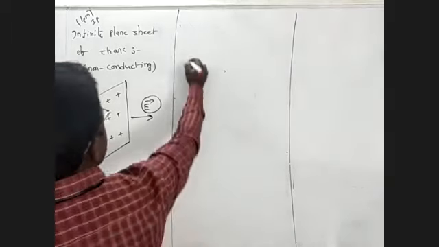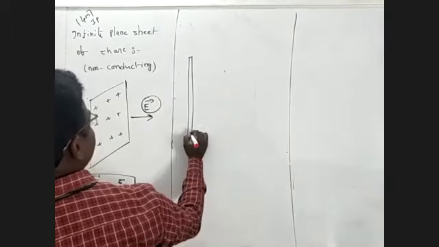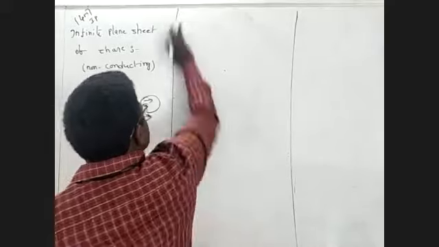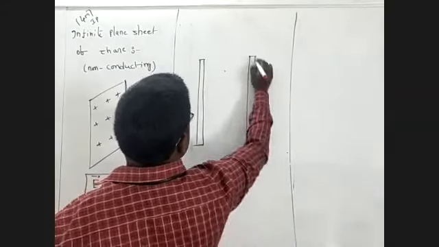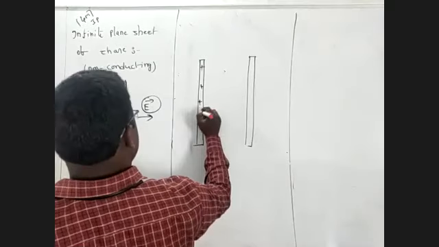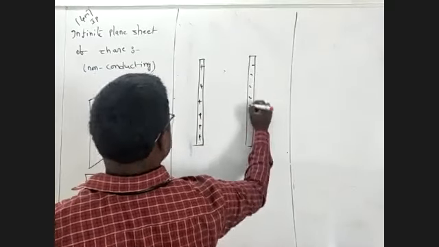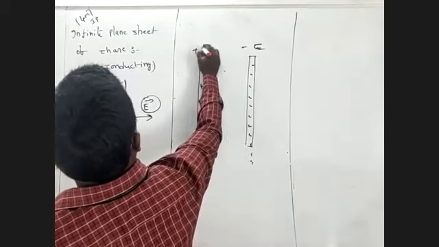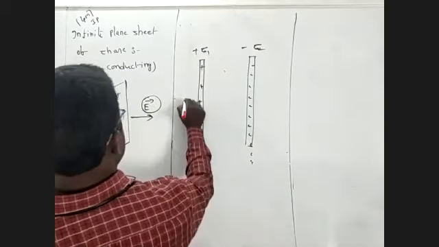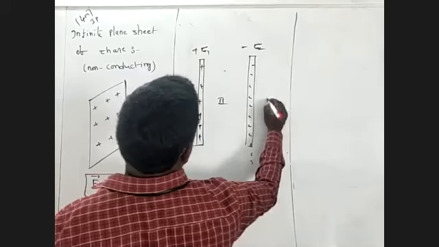Next plate. This is a positive plate. This is a negative plate. Negative plate, positive plate, negative plate. Minus sigma 2, plus sigma 1. Region number 1, region number 2, region number 3.